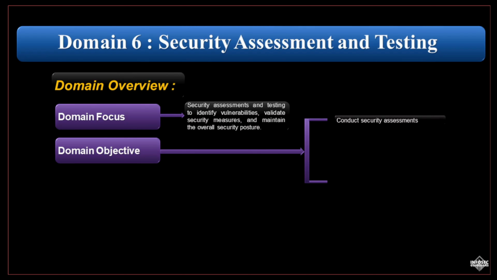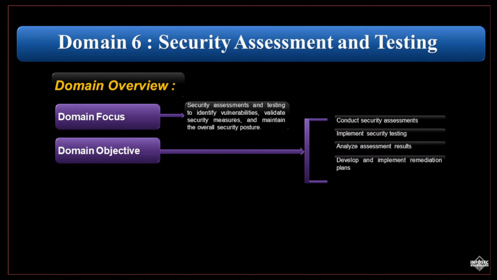security assessments, understand the various methodologies, tools, and techniques for evaluating the security of an organization's information systems, implement security testing, perform tests and assessments to validate the effectiveness of security controls, policies, and procedures, analyze assessment results, interpret and analyze assessment findings to identify vulnerabilities, weaknesses, and areas requiring improvement, develop and implement remediation plans, create action plans to address identified vulnerabilities and security gaps, monitor and report on security assessment and testing, continuously assess and test security controls, and report findings to relevant stakeholders.